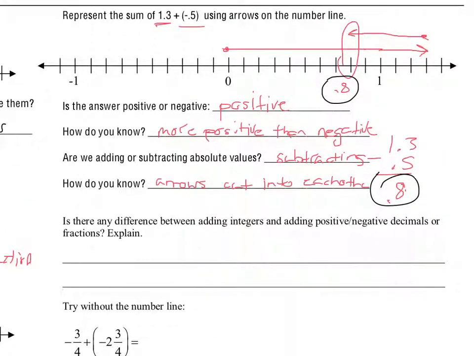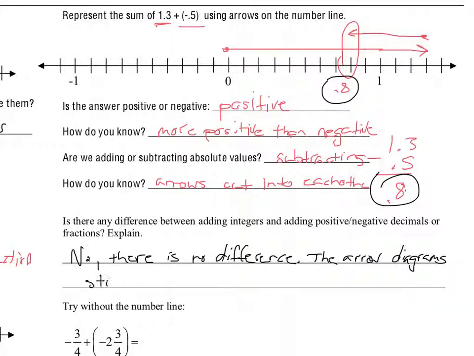All right, so hopefully you've identified that no, there is no difference. The arrow diagrams still work the same. However you want to describe that you knew that there was no difference is all fine by me.